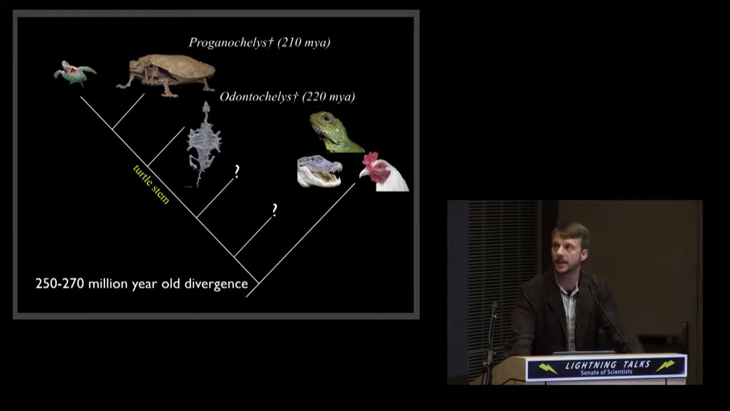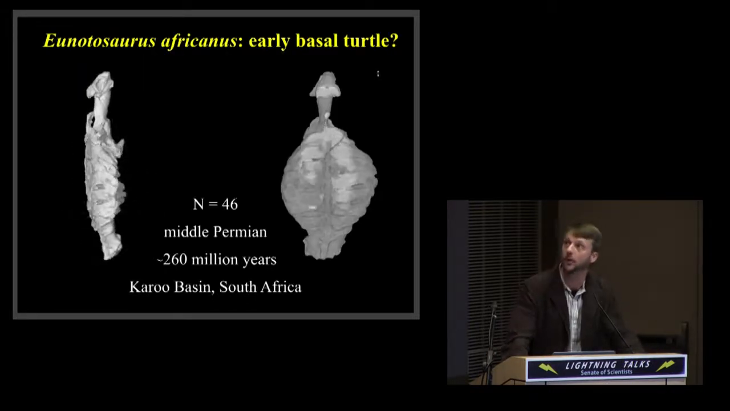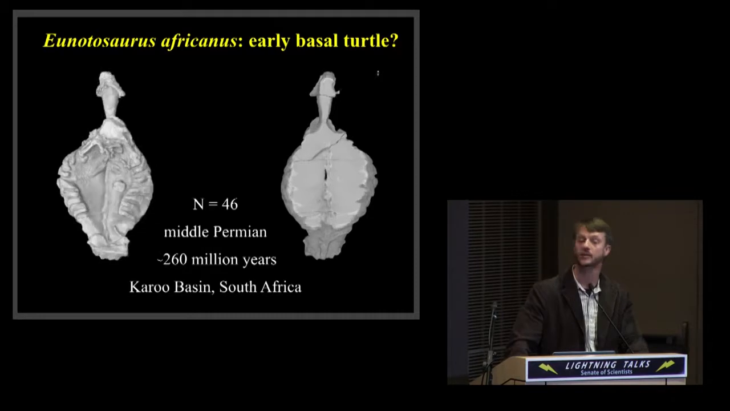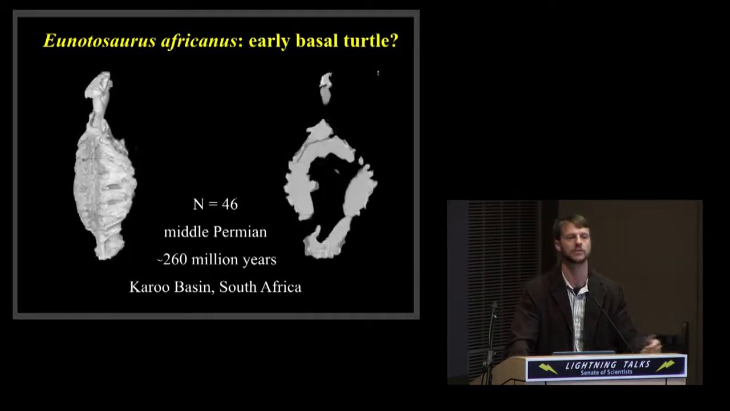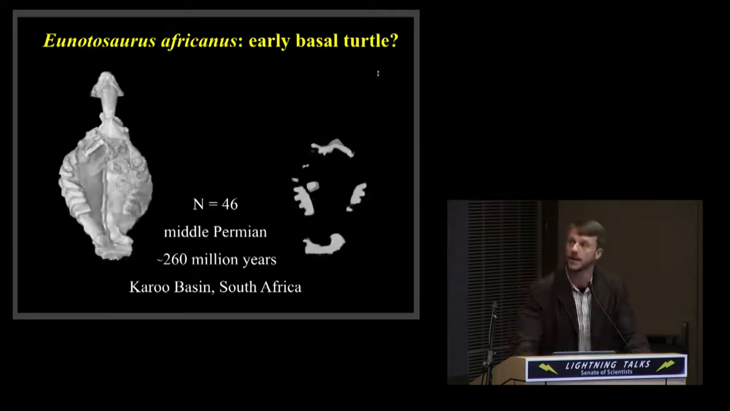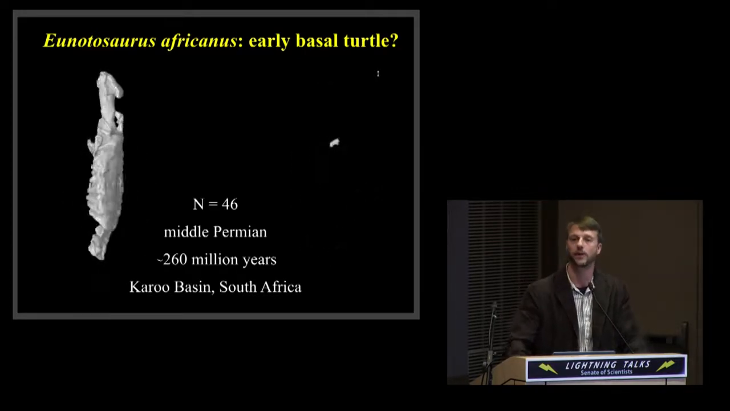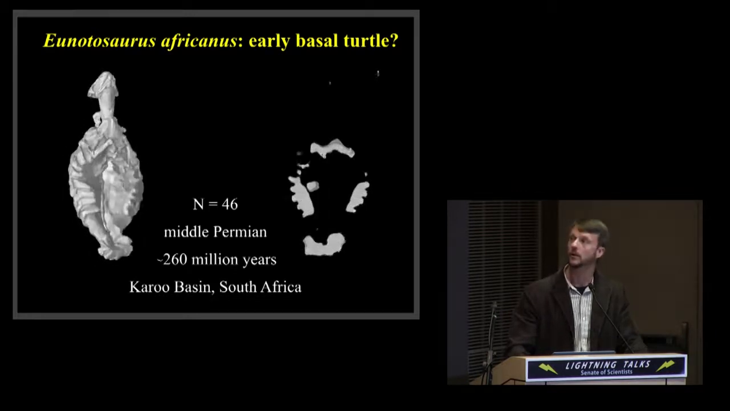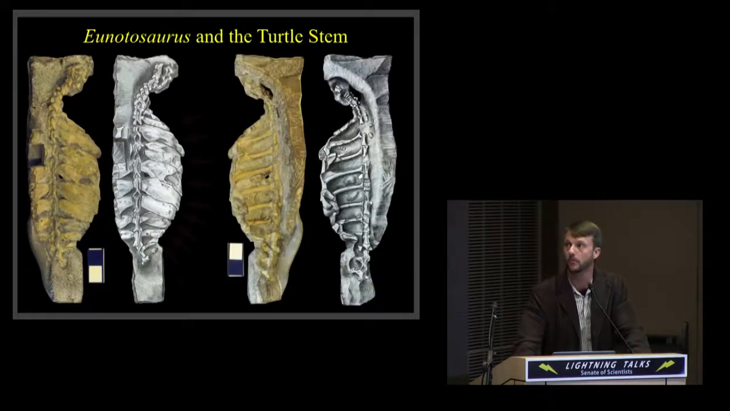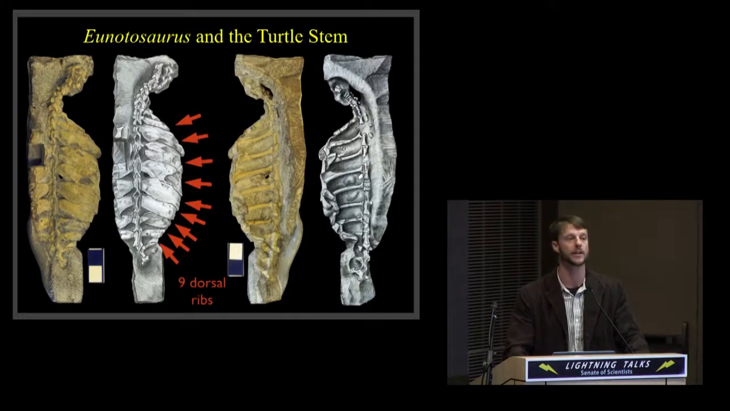So what I was interested in were these early fossil taxa. What did they look like, and what do they tell us about the origin of the turtle shell? I went down to South Africa to look at this particular animal, Eunotosaurus africanus. When it was first described in the late 1800s, it was described as a putative turtle. Then this idea largely fell out of favor in the mid-1900s and was largely forgotten about. So I went down and collected the specimens, and then I performed the first detailed anatomical study of this animal.